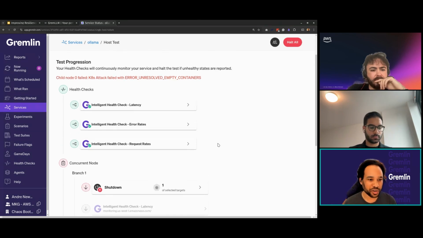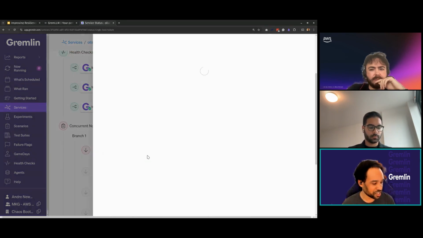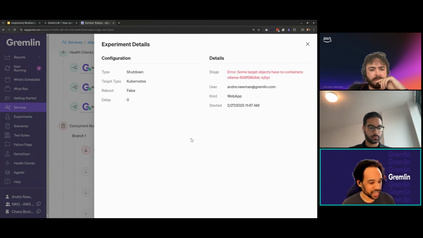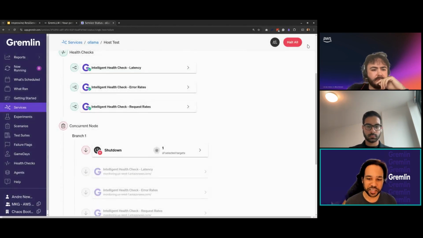If I wanted to learn more about why this happened, I can actually go into the experiment runtime and see that my containers aren't actually running. So again, you can come in, you can run experiments, and you can have unexpected results, but they still teach you more about how your systems are operating.